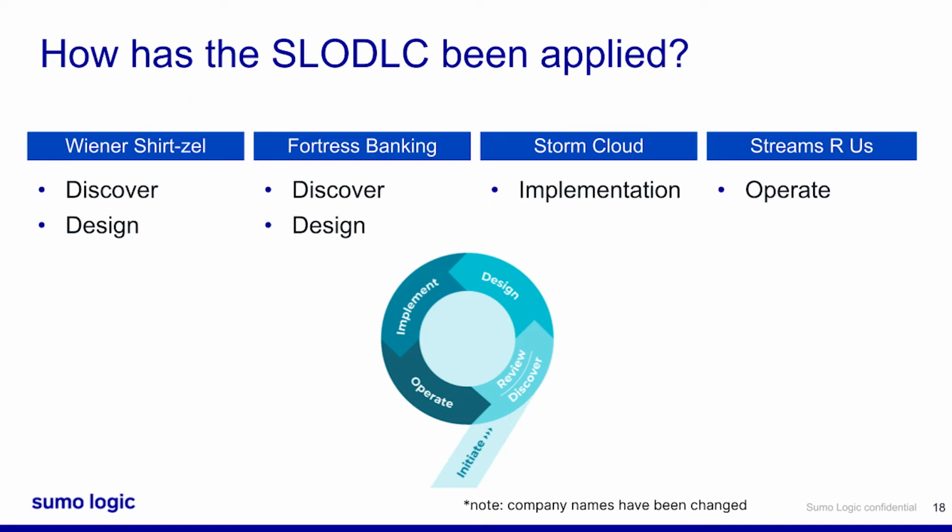Now, next, we're going to start getting into some of our applied use cases. The first one we're going to have here is Wiener, and there we're going to focus on the discover and design steps. Likewise, we're also going to focus on the discover and design steps with Fortress Bank. After that, we're going to focus in Storm Cloud on the implementation steps, and then Streams R Us for the operate step here. Now, note all these companies' names have been changed, with the exception of Wiener, just to protect the different parties involved.